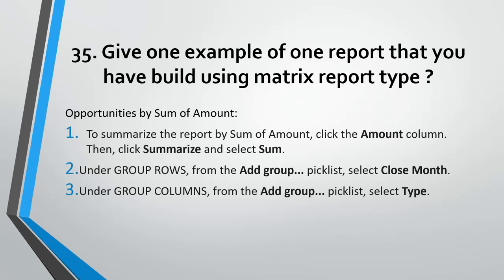Give one example of a report that you have built using the matrix report type. I have built a report on the opportunities where the user wanted to see the opportunities by sum of amount. To summarize the report by sum of amount, you click the amount column, click Summarize, and select Sum. Under Group Rows, from the Add Group picklist, select Close Month, and under Group Columns, from the Add Group picklist, select Type. That way we can build the report of opportunities by sum of amount.